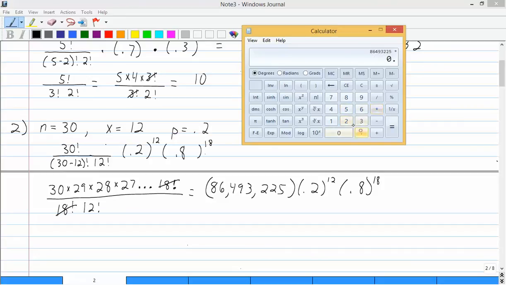So times 0.2 raised to the 12th, times 0.8 raised to the 18th. Alright, so if I rounded that to 3 decimal places, I'd have 0.006.